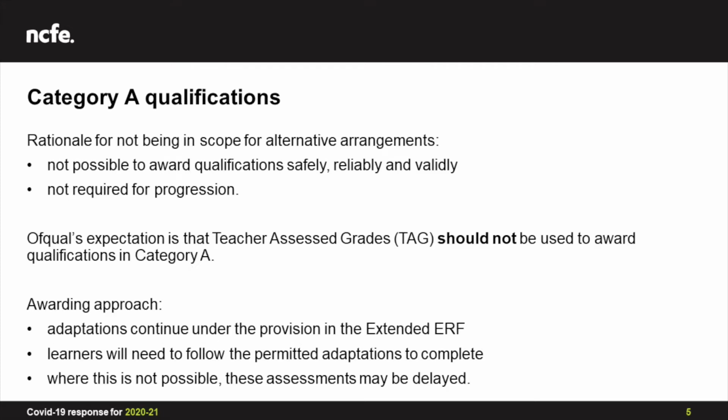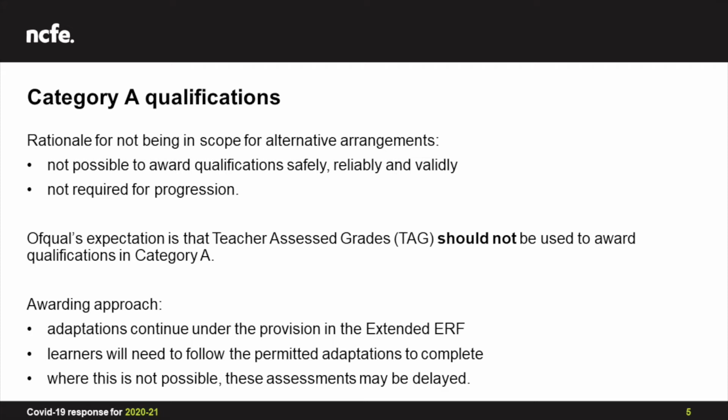So let's look at the rationale for those qualifications not being in scope of alternative arrangements for TAGs. Category A qualifications are not possible to award safely, reliably, and validly if the key knowledge, skills, behaviours, and occupational skills have not been demonstrated and assessed. Category A qualifications are also not normally required for progression. It is therefore Ofqual's expectation that teacher assessed grades should not be used to award qualifications in this category.